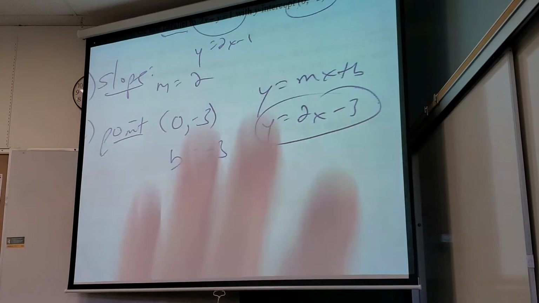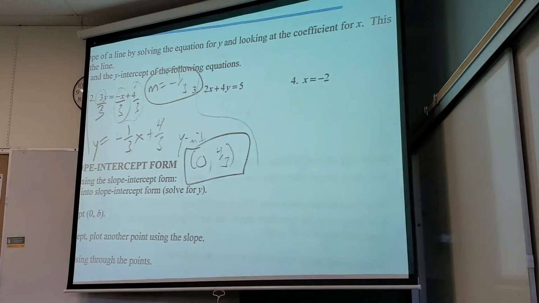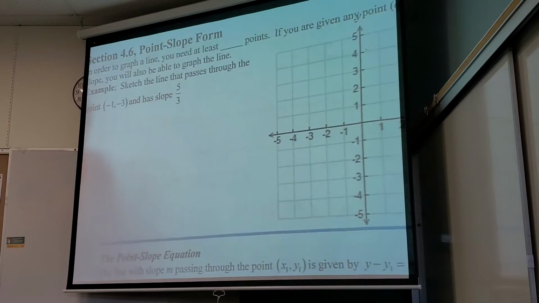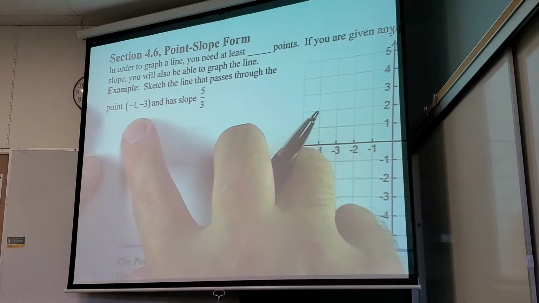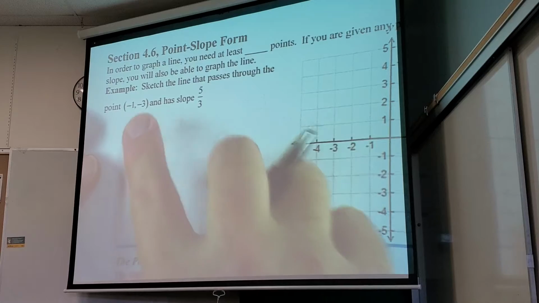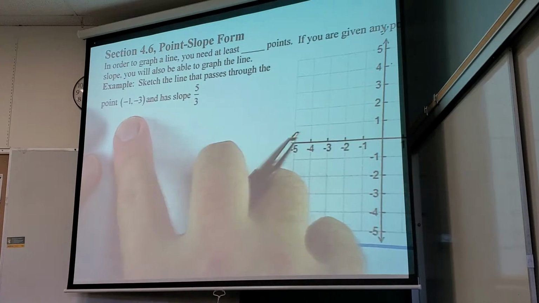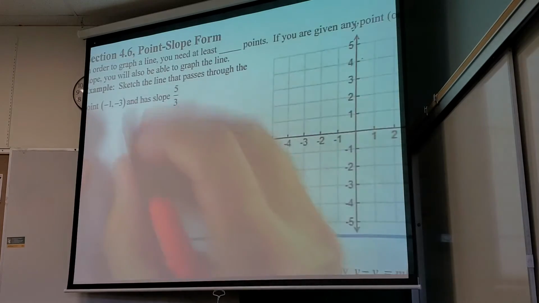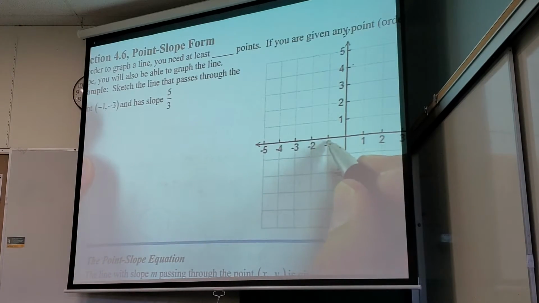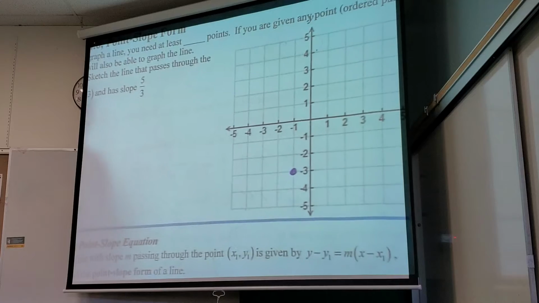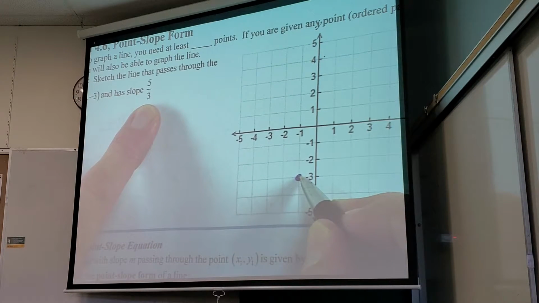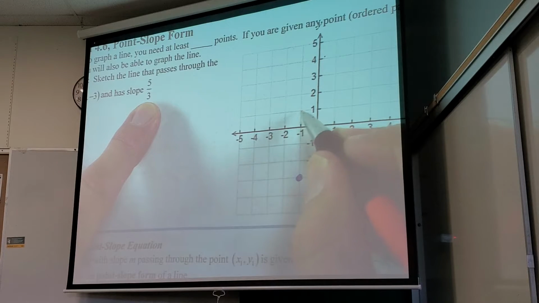So that's the last page in this. That's this page. We start off with an example just to show you that you don't have to know the y-intercept to use the idea of the slope. You can use any point that's on the line. So if I graph negative 1, negative 3, that's where I can start. And then what's the slope tell me to do from there? Up 5. 1, 2, 3, 4, 5. Over 1, 2, 3.